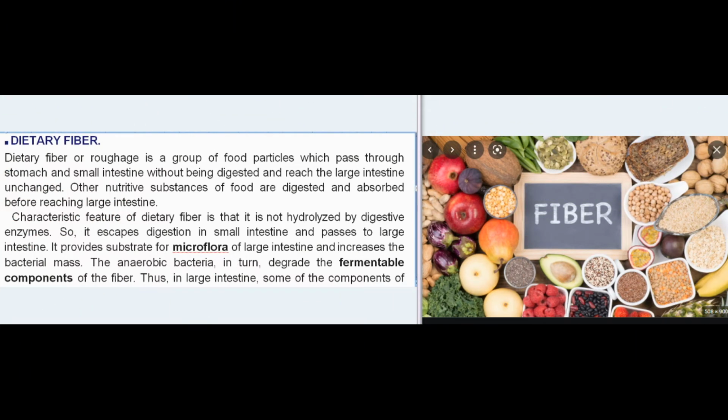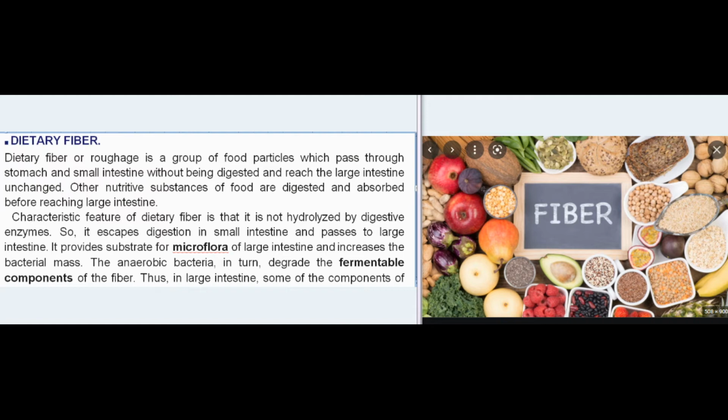Dietary fiber. Dietary fiber or roughage is a group of food particles which pass through the stomach and small intestine without being digested and reach the large intestine unchanged. Other nutritive substances of food are digested and absorbed before reaching the large intestine. A characteristic feature of dietary fiber is that it is not hydrolyzed by digestive enzymes. So, it escapes digestion in the small intestine and passes to the large intestine.